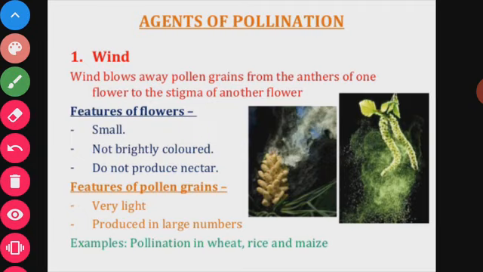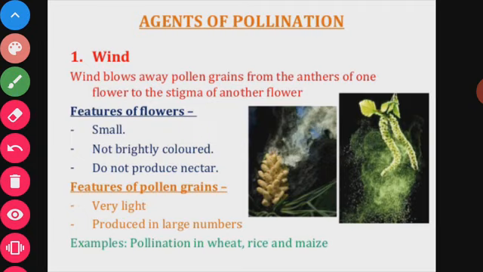This pollination is of two types: self pollination and cross pollination. What is self pollination and what is cross pollination? When the pollen grains from the anther of a flower are transferred to the stigma of the same flower or another flower on the same plant. The flowers may be different, but the plant should be the same, and the pollination in those plants is self pollination.